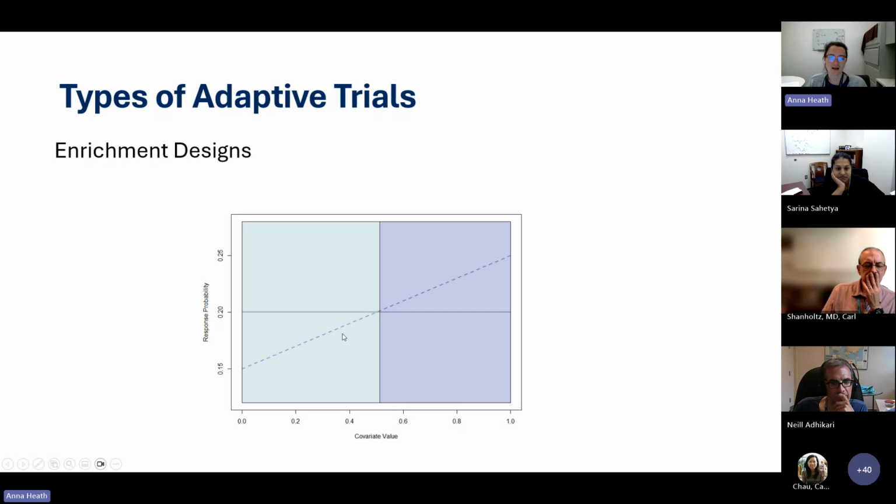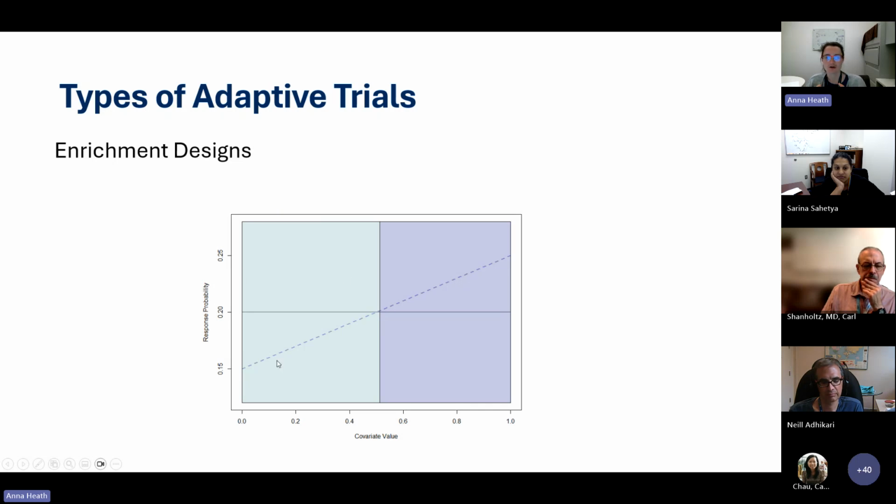And so if we were to analyze all these patients together, we would potentially end up concluding that this treatment had a null effect. So the people who have high covariate values balance out the people that have low. But if we can instead focus only on the green section of the covariate values, then that would allow us to, A, detect that there is a positive effect, and B, avoid harming the patients who were in that higher category. So an enrichment design would adaptively try to find this green section of the graphic.